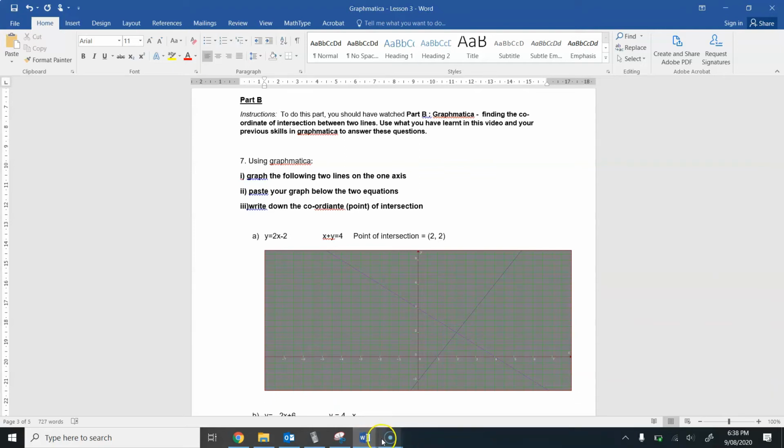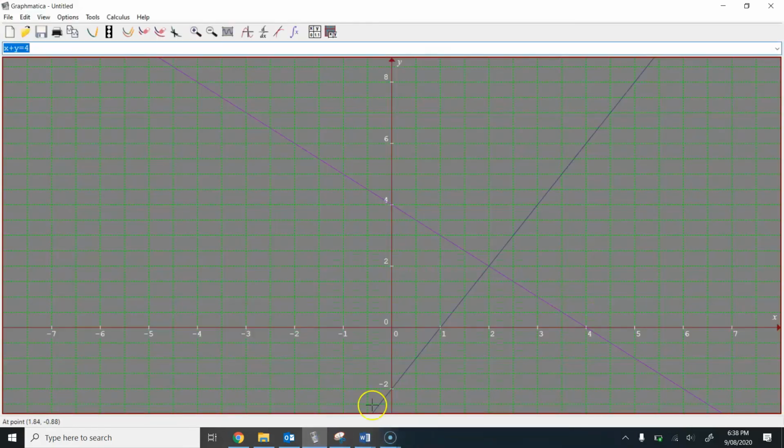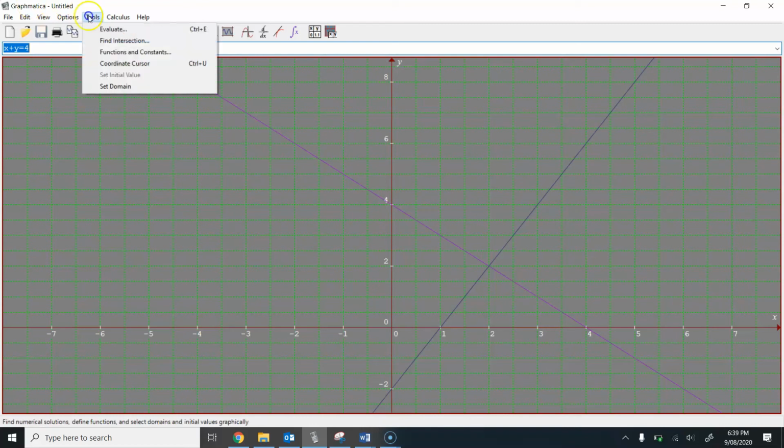Now, it's not always the case that you can see that coordinate so clearly, or you can always have your cursor show the value so clearly. And the third way, so one way is just reading off the graph. The second way was putting your cursor on that coordinate and reading it off. But the third way is very, very useful. If you go to Tools, Find Intersection.